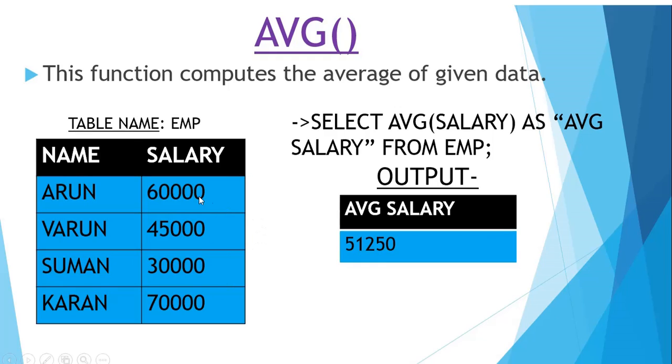So here you can see that the values are 60,000, 45,000, 30,000 and 70,000. After adding all of them, you get the number 205,000. And when you divide it by 4, which is the number of values, you get the number 51,250, which is the average salary and the output.